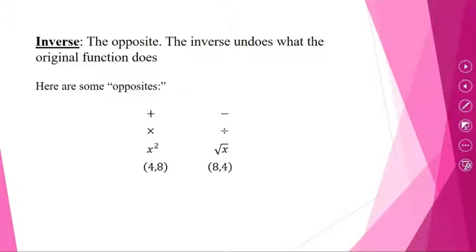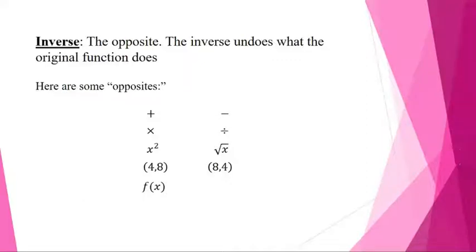Some ordered pairs, some things you might not have thought about. 4, 8 and 8, 4. Those are inverses as well. They are opposites of one another. I'm not talking about negatives here. I'm just talking about what you'll notice is switching x and y, and that will become a theme later on.